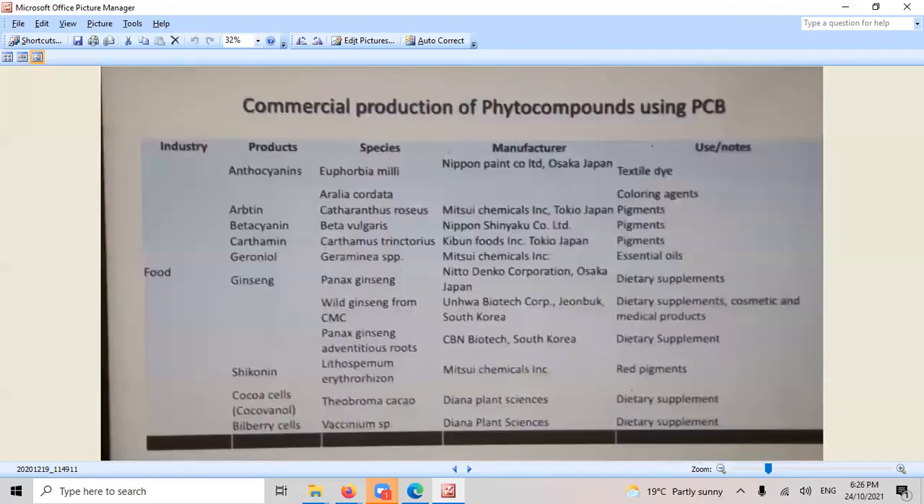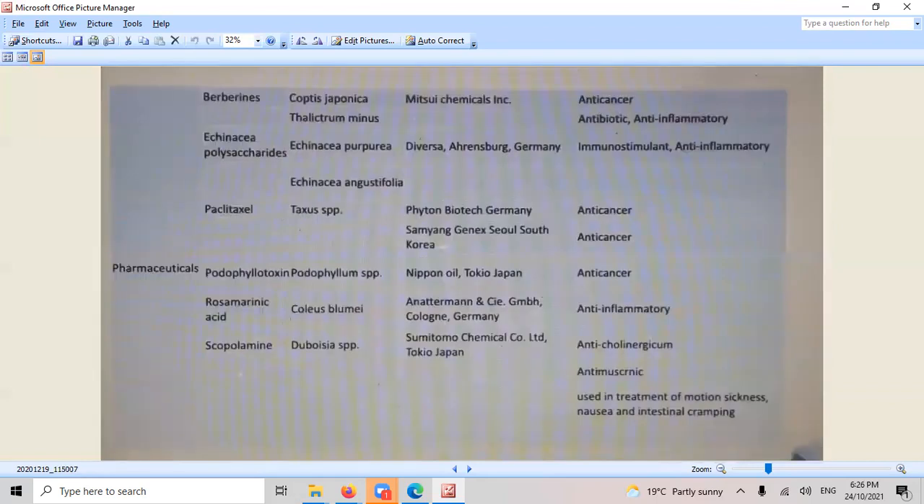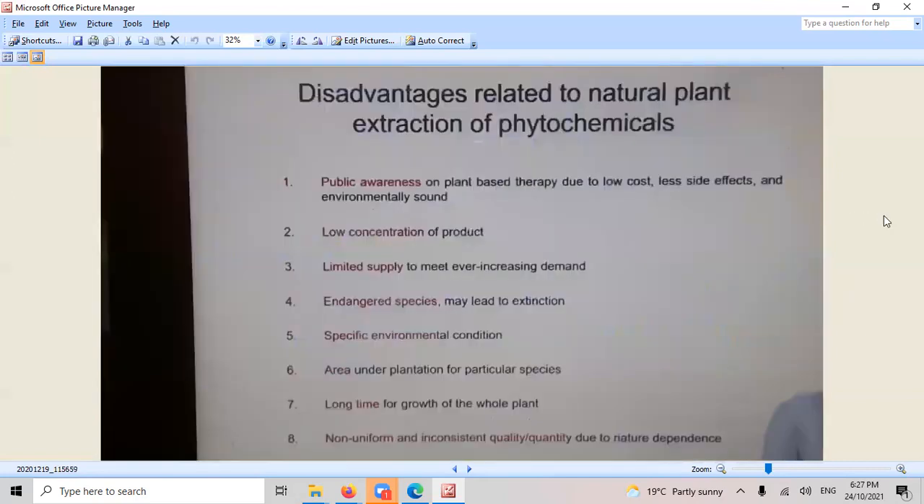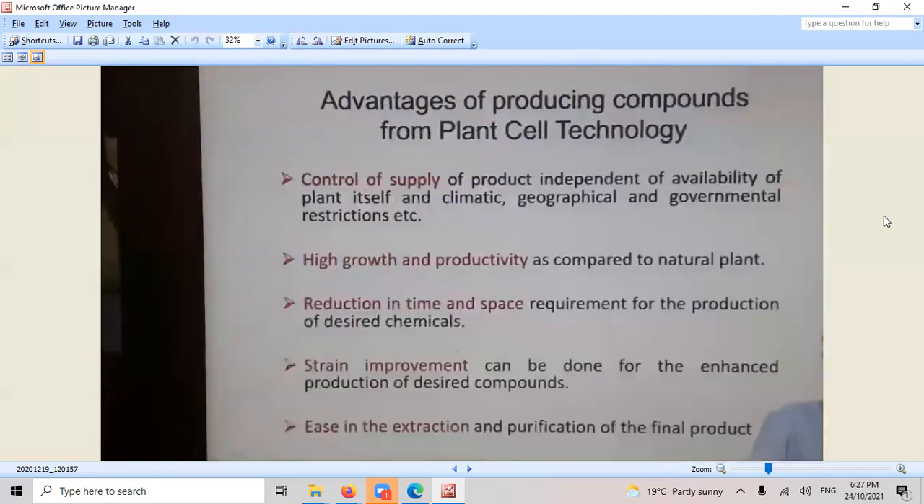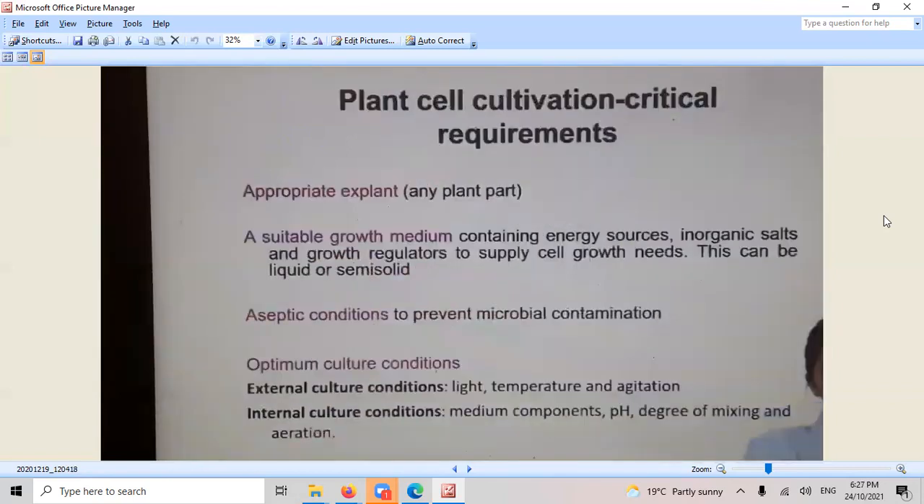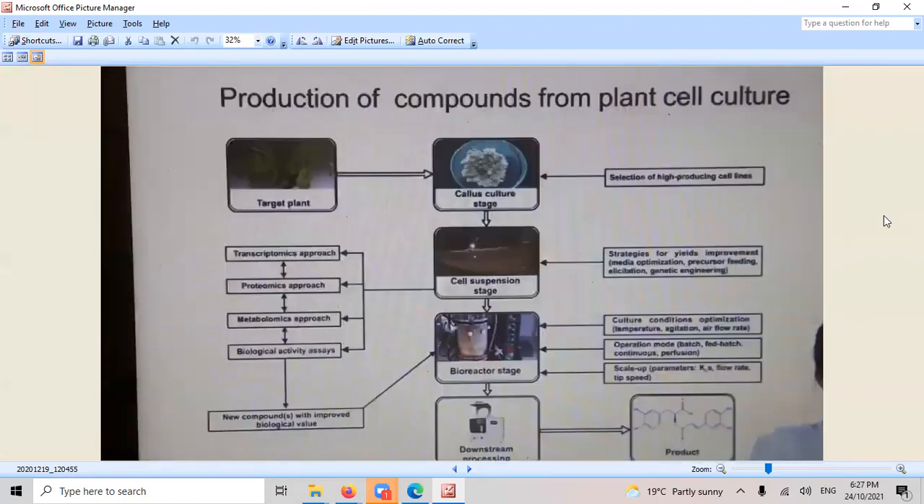This is all of particular interest, commercial production of phytocompounds. So many of them. But they do so many good things. You can go to those ones there and get all these anti-cancer drugs out of these species and varieties of plants. You get your disadvantages related to natural plant compounds. And they do this all through tissue culture. It's a real fast way to do it. And they get micrograms at a time, but micrograms on a large scale.